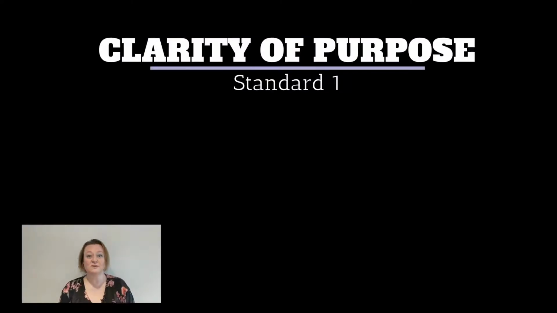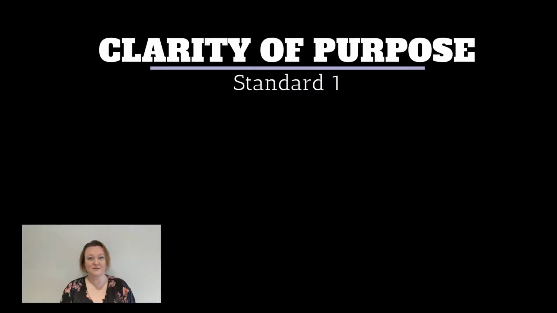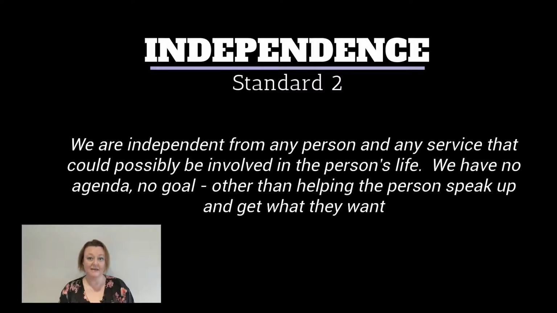The first one is clarity of purpose. And all this one says is that for an independent advocacy service, you need to have a very, very clear description that's easily accessible to people, which explains what you can and cannot do. The second standard, which is a fundamental principle of advocacy, is that of independence. So when we say independent, we mean that we're independent from any other service that could possibly be involved in this person's life. And because of that, we don't have any vested interest. We don't have any agendas about the outcome.